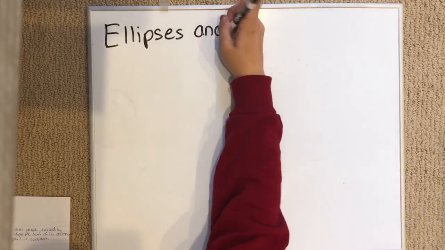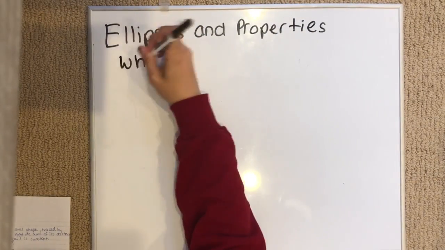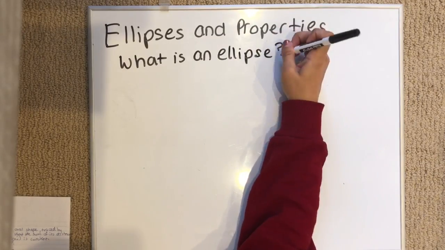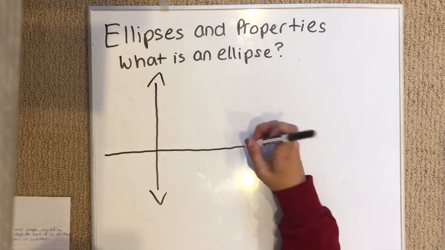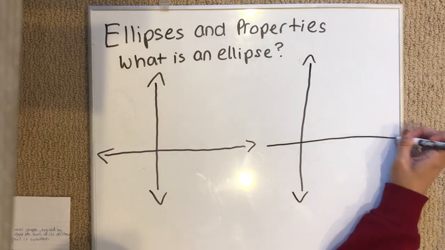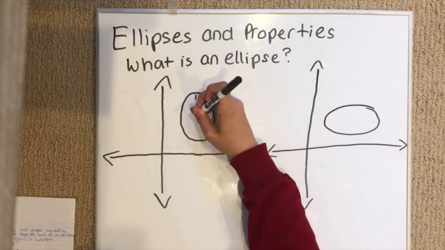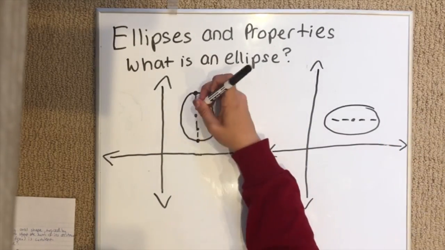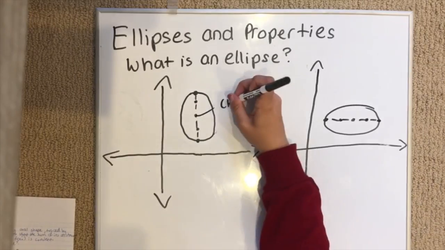This video is a review of the ellipse and its properties. An ellipse, by dictionary definition, is a regular oval shape traced by a point moving in a plane so that the sum of its distances from two other points, the foci, is constant.